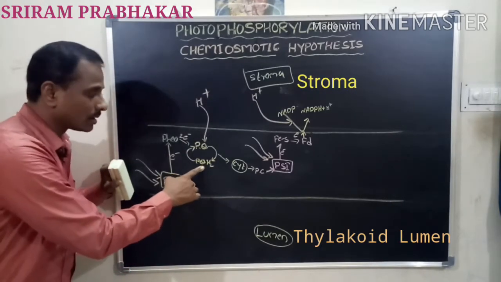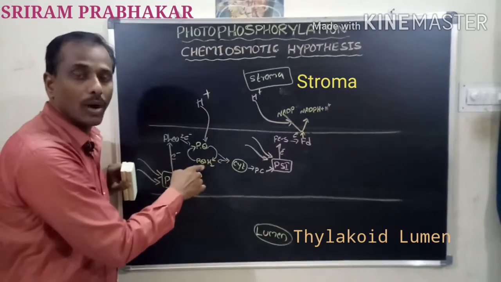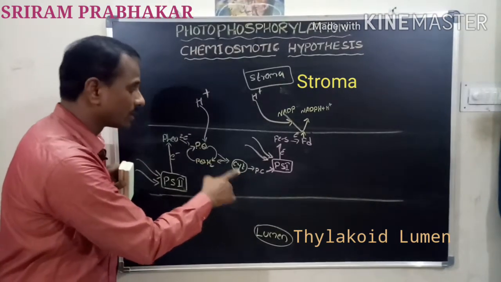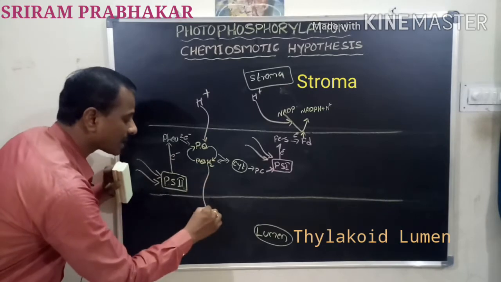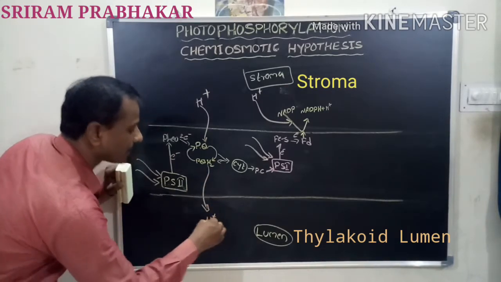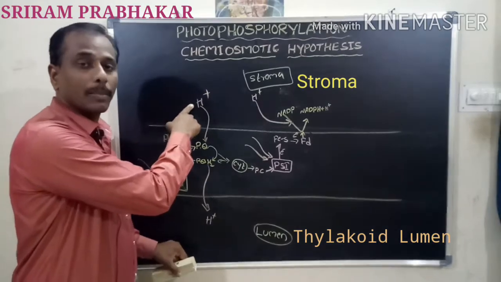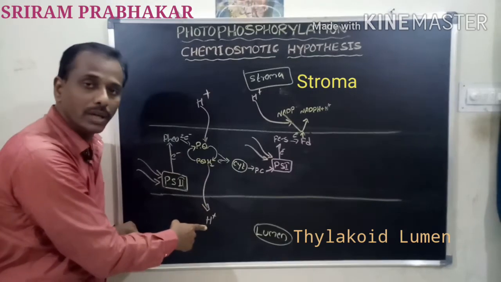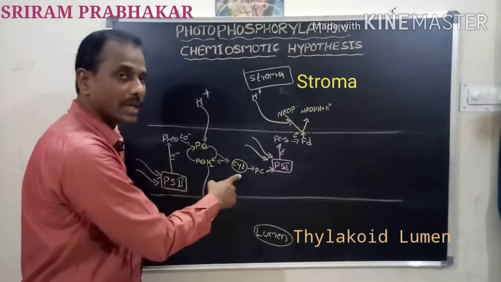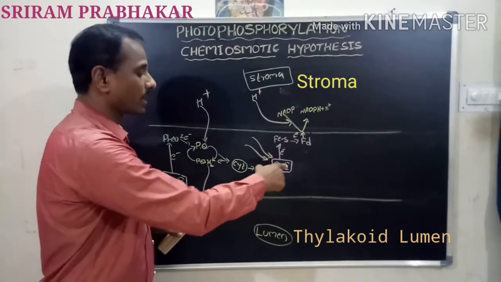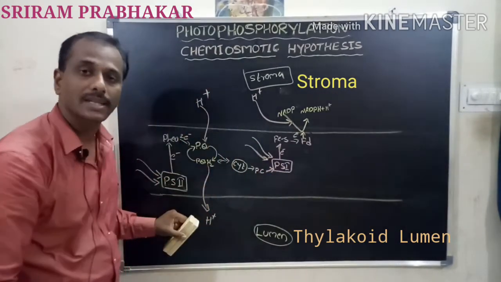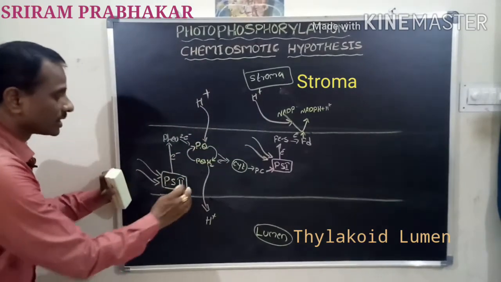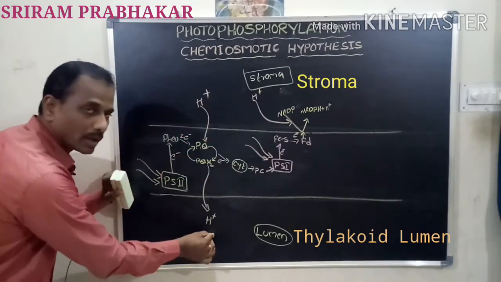Then plastoquinol releases its electron, that means it undergoes oxidation and releases the electron. The electrons go to the cytochrome. The H plus ions are transported to the lumen. The H plus ions are supplied from the stroma, but after the oxidation the H plus ions go to the lumen. In this process the electron goes to cytochrome, next to plastocyanin, next to PS1. We know about the non-cyclic system. So during this process, what is happening here? The H plus ions are transported from stroma to lumen.